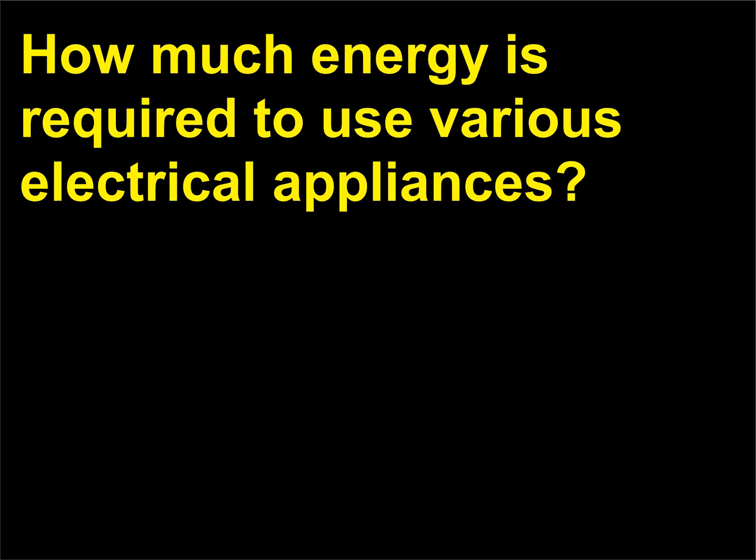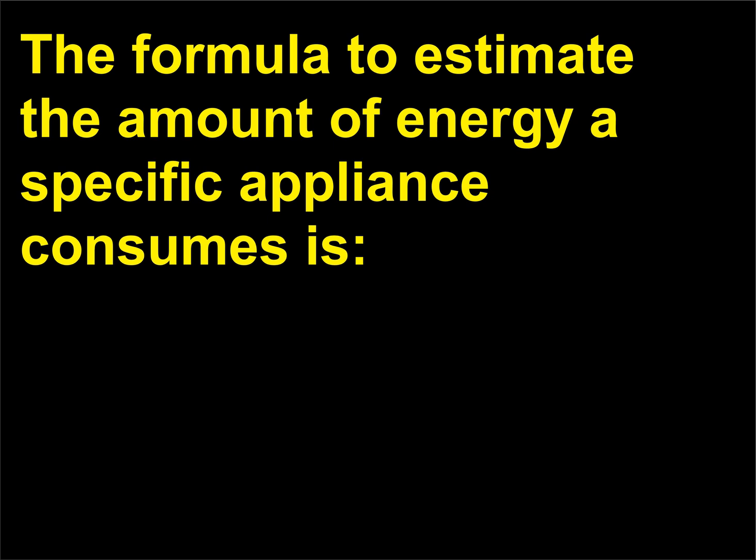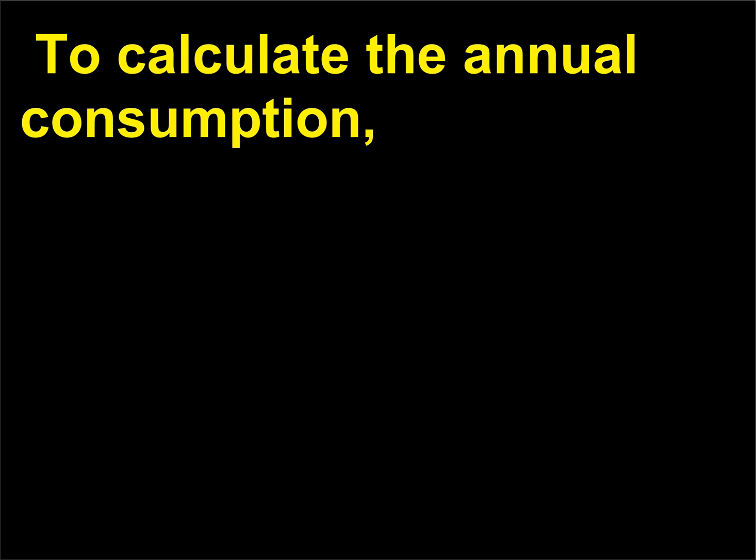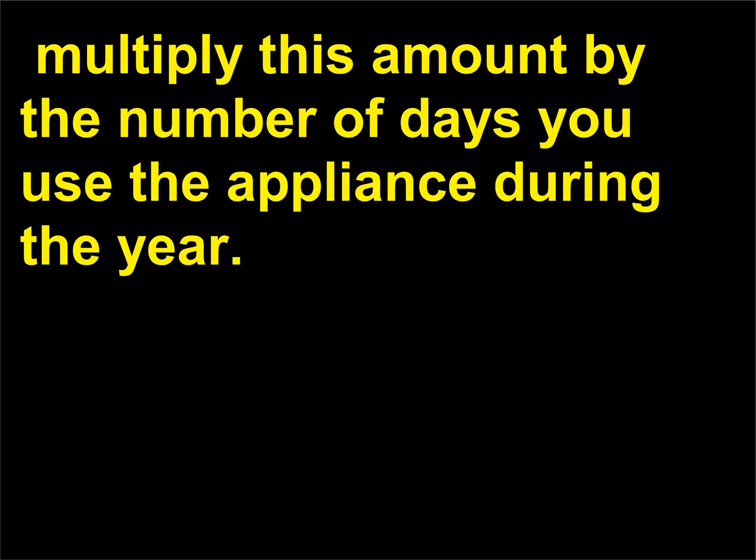How much energy is required to use various electrical appliances? The formula to estimate the amount of energy a specific appliance consumes is wattage x hours used per day / 1,000 equals daily kilowatt-hour consumption. To calculate the annual consumption, multiply this amount by the number of days you use the appliance during the year.